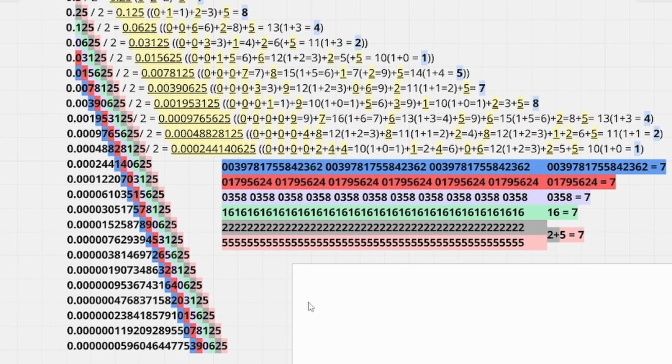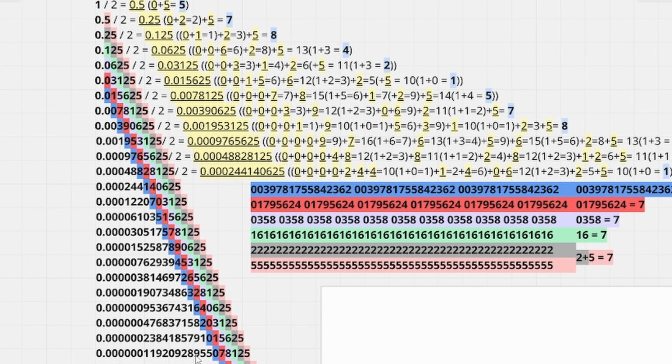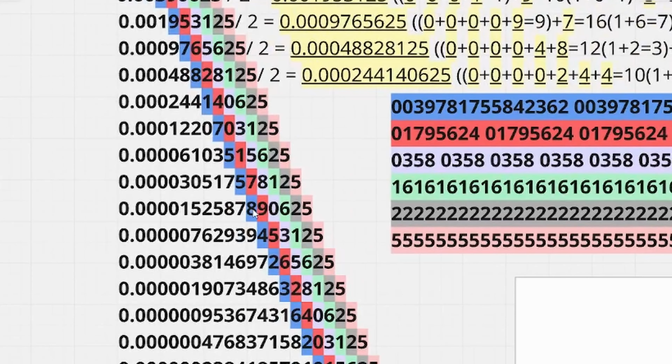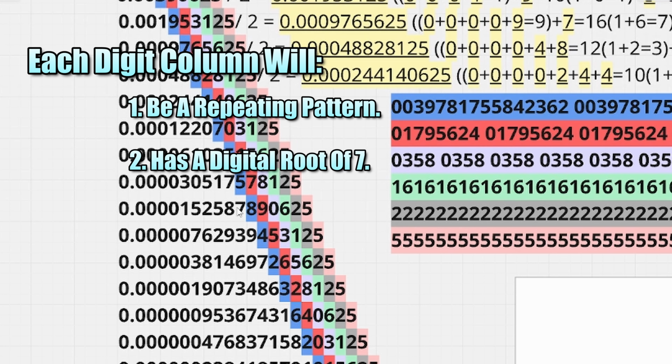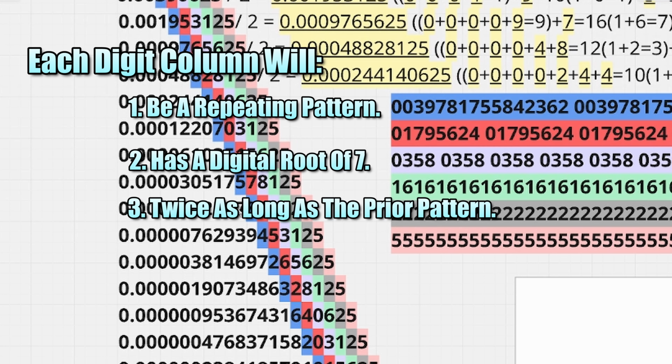So I'm just editing this video now, and I wanted to jump in and clarify, because it wasn't very clear at this point, that what I'm trying to say is for each digit column here, how we've got the pink, the gray, the green, the lavender, the red, and then the blue, right? We could reassign this next digit column another color, and that will be a repeating pattern that adds to the digital root of 7 that is twice the length of the pattern prior, and it will repeat indefinitely forever.